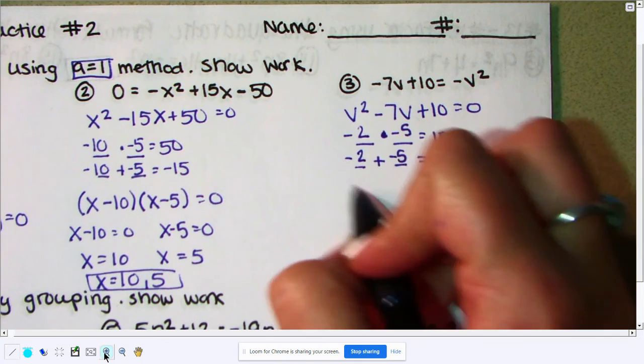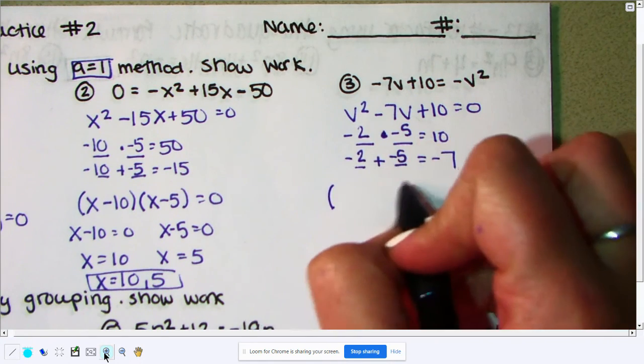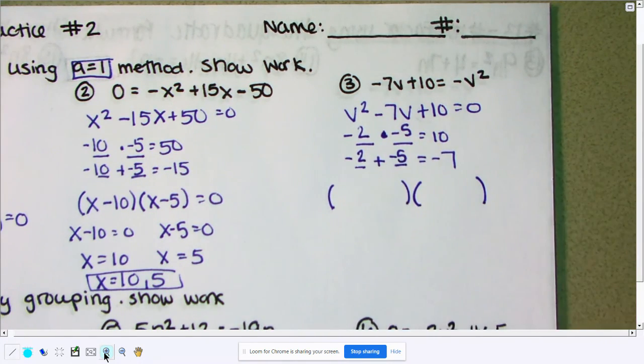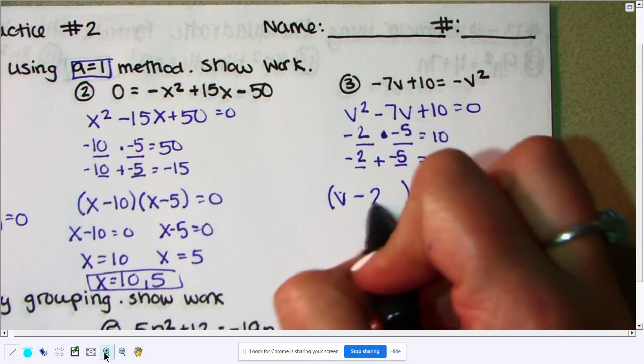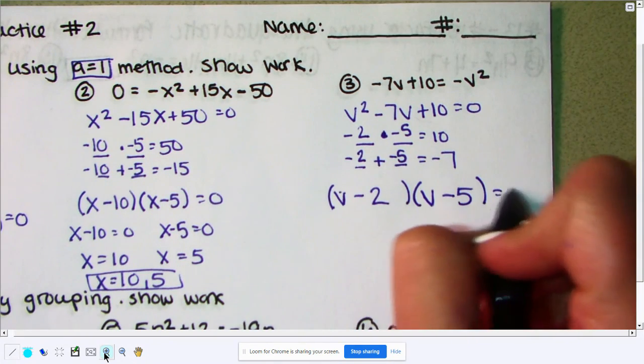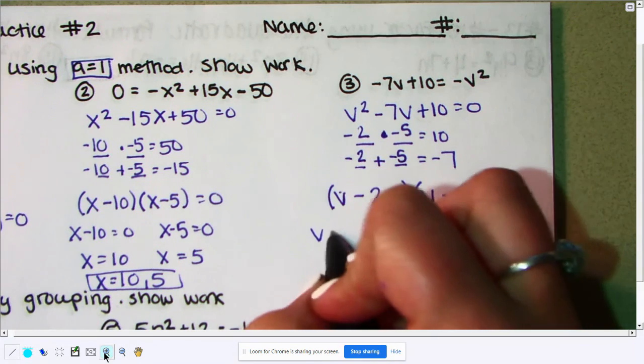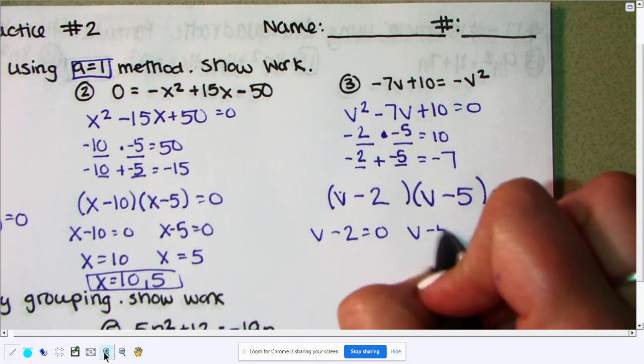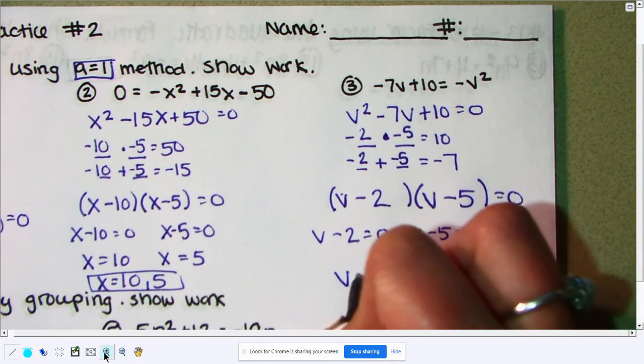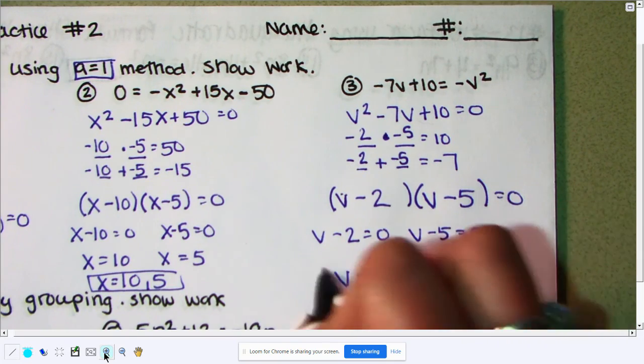So from here, again, since a is 1, I'm going to break it up into my two parentheses. v minus 2, v minus 5 equals 0. Setting them both individually equal to 0, I get v equals 2 and 5.